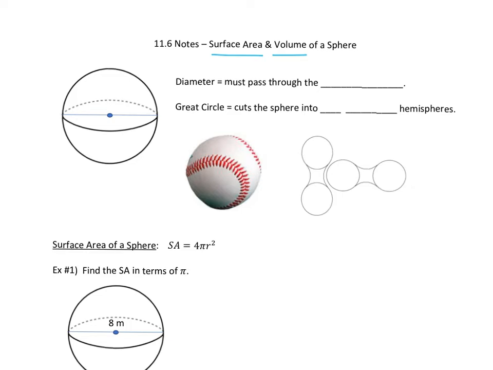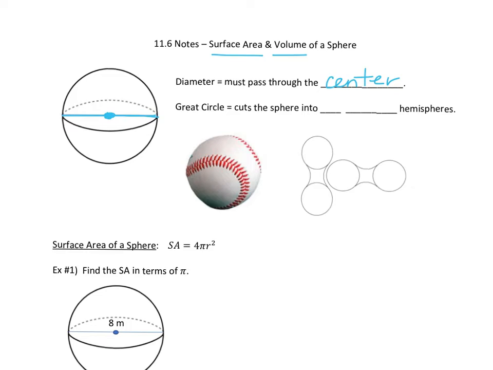So starting with a diameter in a sphere, it has to go through the center. So you can't draw a diameter up here somewhere. It's got to cut it into two equal hemispheres. So this would be our diameter because you will have the center of your circle right here. Okay, so diameter has to go through the center of the circle.